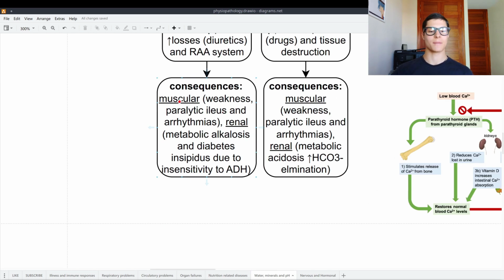The consequences are muscular weakness, affecting the skeletal muscles, paralytic ileus in the intestine, and arrhythmias in the heart, so affecting the 3 types of muscles. And we also have renal consequences, metabolic alkalosis, and diabetes insipidus, due to insensitivity to the antidiuretic hormone.